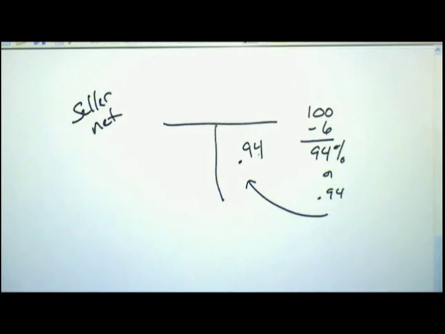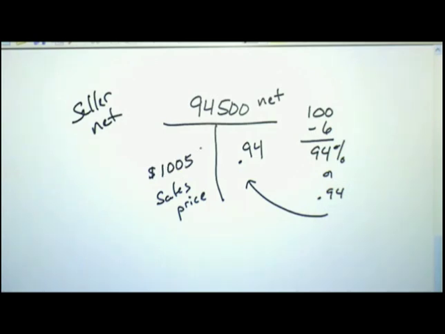We know the seller is going to receive or net $94,500, and we can use that and the inverted commission to find the sales price of the house. In order to do that, we have a number on the top of the T and a number on the bottom of the T. We divide the top by the bottom, so we divide the $94,500 by 0.94, which gives us a sales price of $100,532.